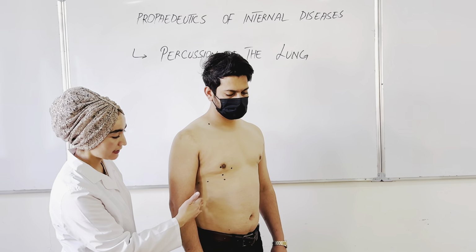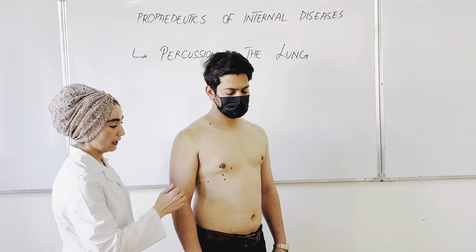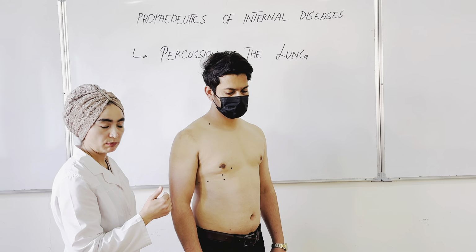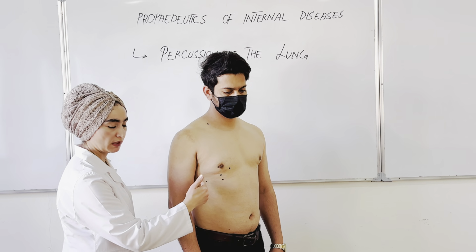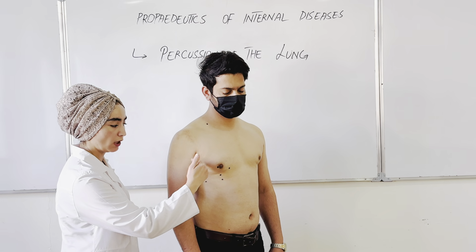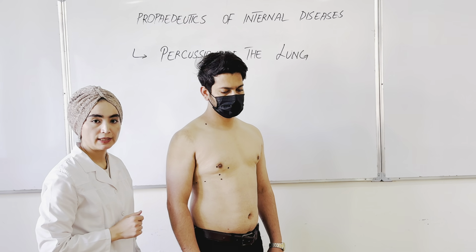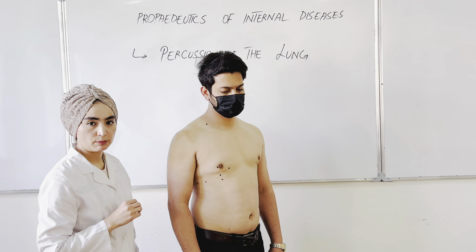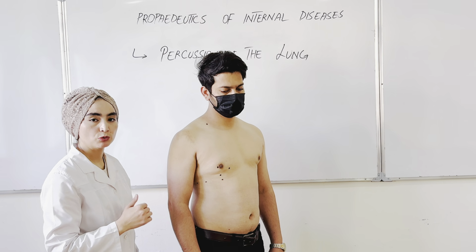On the mid-axillary line, total mobility is 6 to 8 centimeters, because of 3-4 centimeters down and 3-4 centimeters up. In the scapular line, it is 4 to 6 centimeters, 2-3 up and 2-3 down.